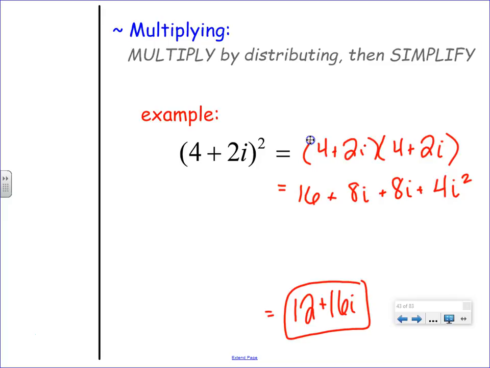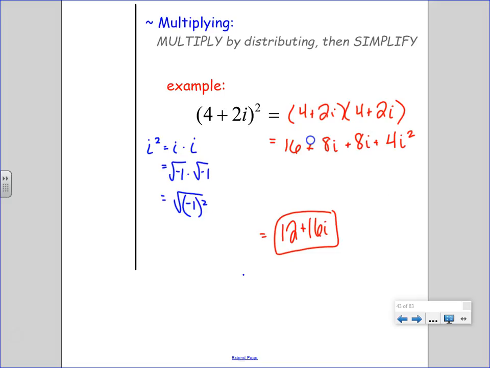Tyler, you're saying, but wait, isn't the i squared something? You're right. Who is the i squared? Negative 1. How do you know for sure? i squared is i times i. And who did we just say i is? The square root of negative 1. Not improper. It's negative 1.